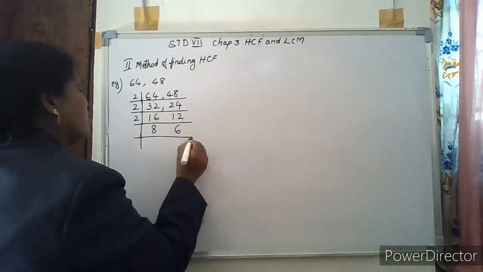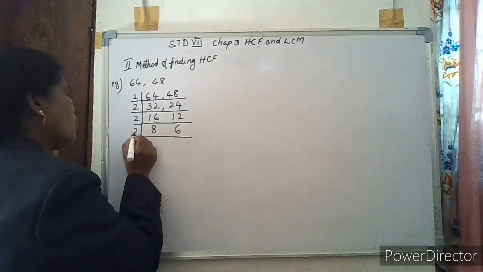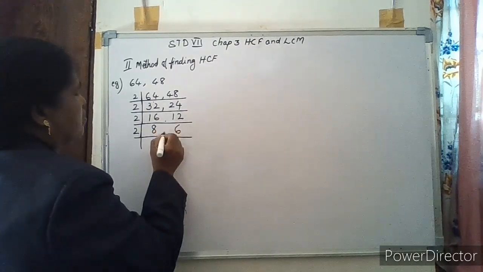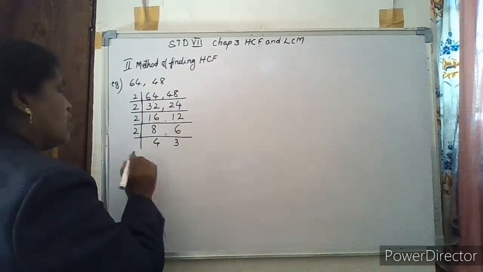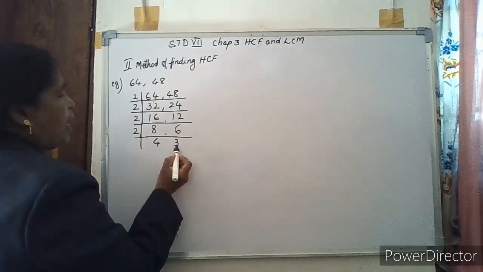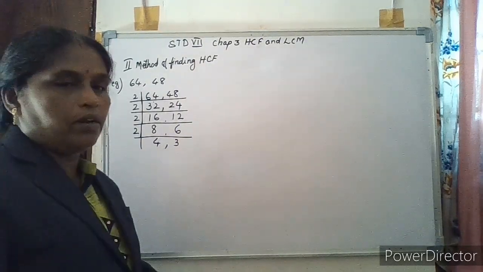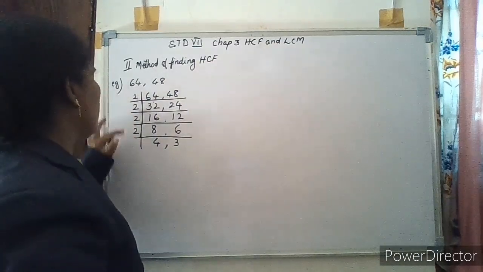Again they are even numbers. So again these two are divisible by 2. 2 4s are 8, 2 3s are 6. Now 4 and 3 are not divisible by any common number. So we have to stop the division here.